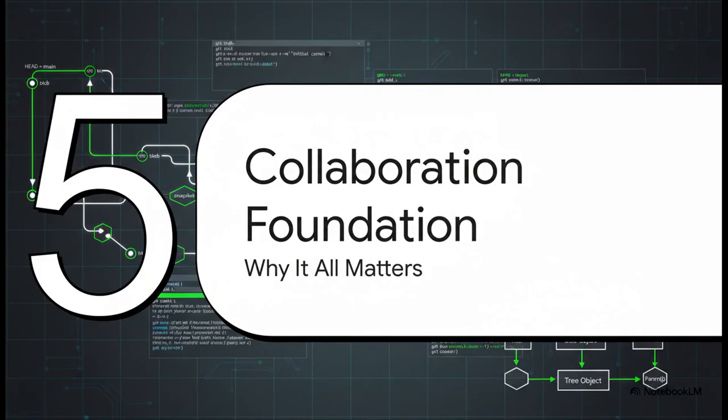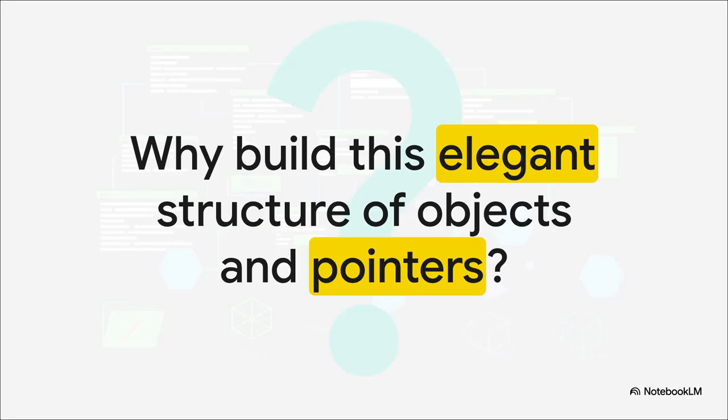Okay, wow, we have covered a lot of ground. We've talked about blobs and trees and commits and these tiny little pointers called branches. And you might be sitting there thinking, okay, but why? Why does all this internal stuff actually matter to me? I mean, really, why go through all the trouble of building this incredibly elegant but kind of complex structure of snapshots and objects and pointers? What is the ultimate payoff for understanding all of this?